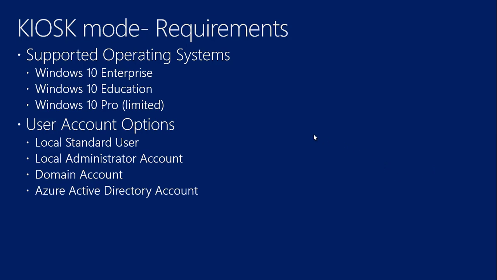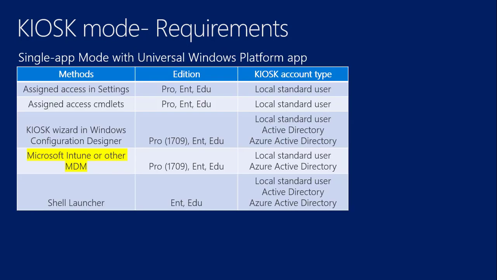Okay. So in terms of other requirements, just a couple of tables to help illustrate, well, the additional requirements, but also just to illustrate another point, right? You'll notice the title of this is Single App Mode with Universal Windows Platform Apps. Basically, single app mode with store apps, right? And then there's a number of different scenarios here: assigned access and settings, assigned access commandlets, kiosk wizard, and Windows configuration designer, right? So here's the point of this table.